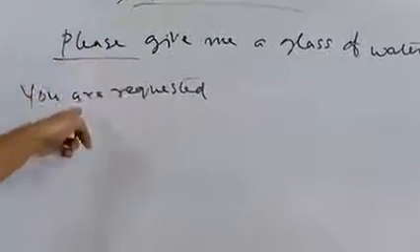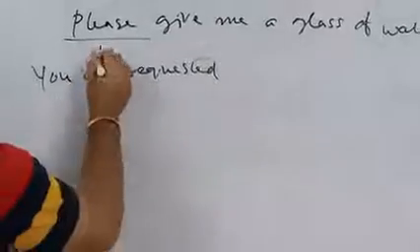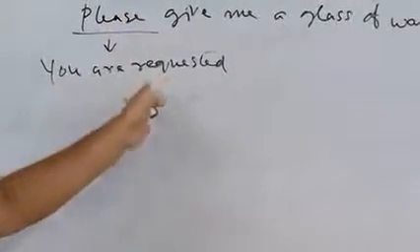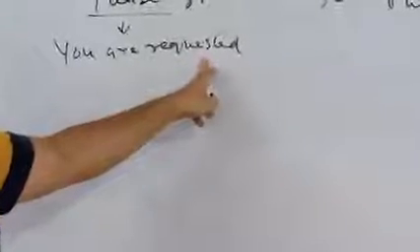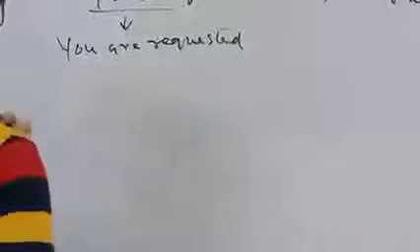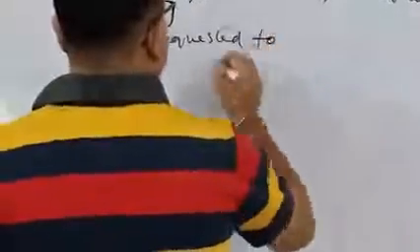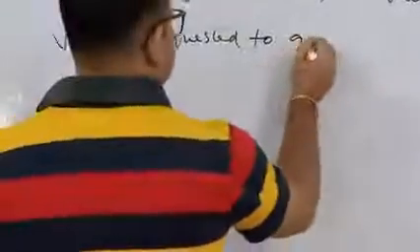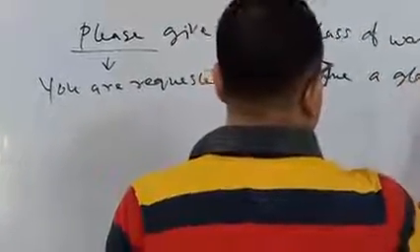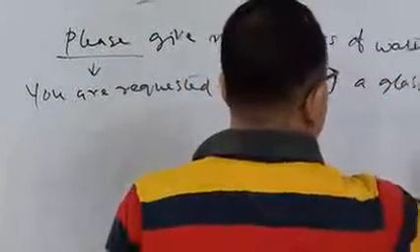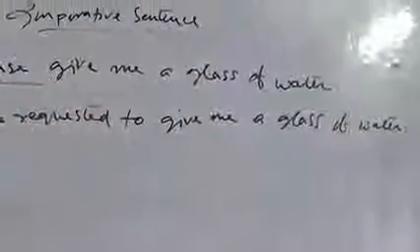You are requested. This particular expression is you are requested. We brought this please into this particular form. You are requested, and this is in passive form. After subject we use the be verb are and then the past participle form of the verb request. You are requested, and then you have to put the verb into infinitive. The verb in the sentence is give, and you have to put to in front of give. You are requested to give me a glass of water.